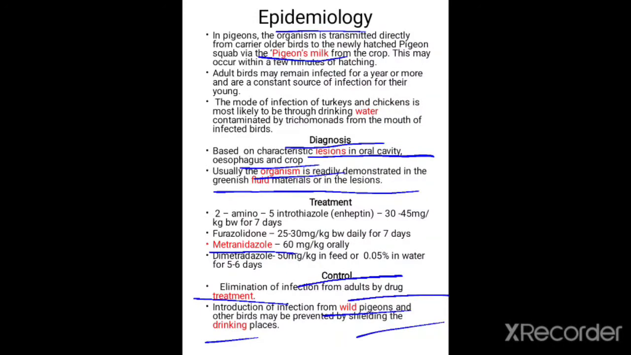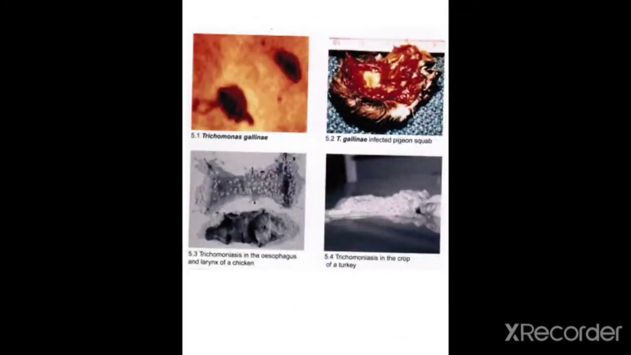It can be diagnosed by the characteristic clinical lesions in the oral cavity, esophagus, and crop, and usually the organism is readily demonstrated in the greenish fluid material or in the lesions. It can be treated using metronidazole. To control the disease, infection should be eliminated from the adults by drug treatment, because the adults act as carriers to the young ones, and introduction of infection from wild pigeons and other birds may be prevented by shielding the drinking places. This is about the control aspect of Trichomonas gallinae.